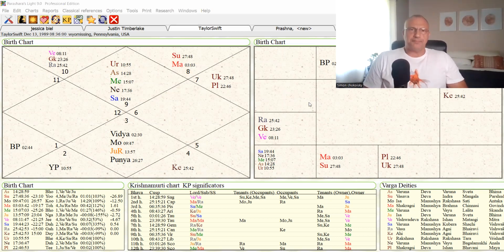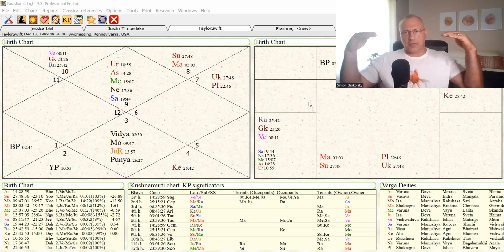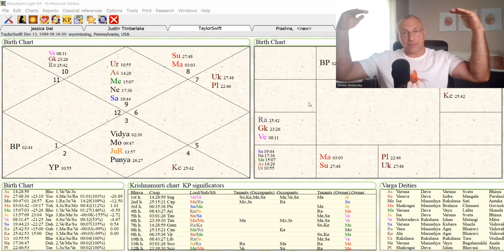So the point is, one of the things that separates Vedic astrology from traditional tropical astrology is the ability to gauge the level, the playing field that the life will operate at.